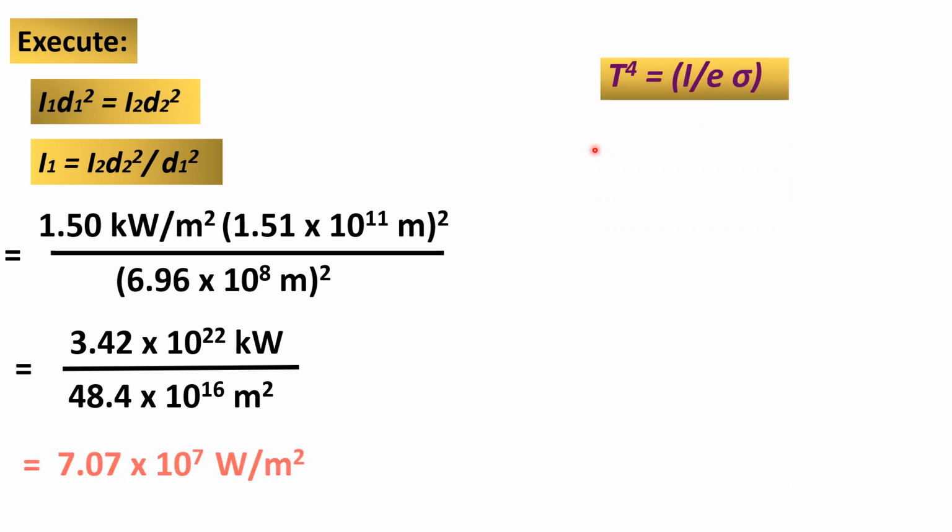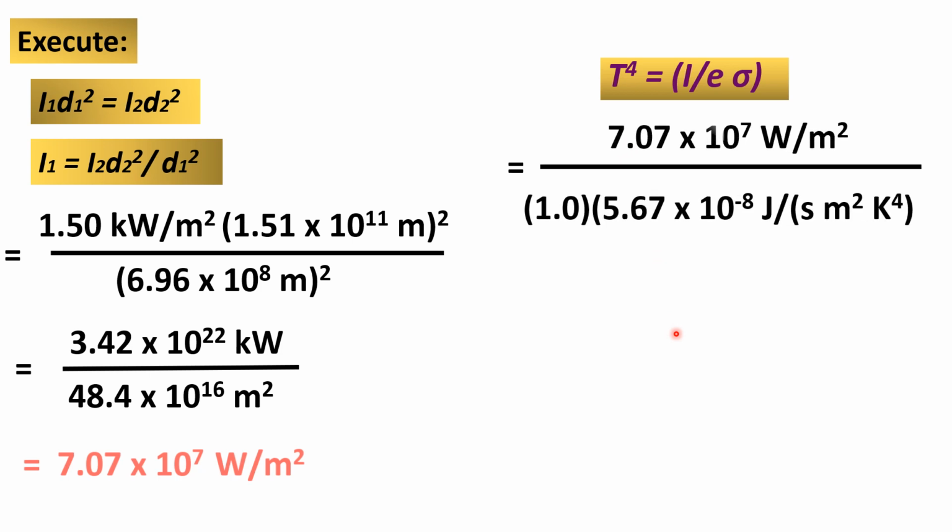For letter B, to determine the temperature of the sun's surface, our formula is simply this: T to the fourth is equal to intensity divided by emissivity multiplied by sigma. We will be extracting the fourth root towards the end of our computation. So we first substitute the value of the intensity that we earlier obtained, 7.07 raised to the 7 watt per meter squared, divided by the emissivity of the sun, which is assumed to be equal to 1.0, and the Stefan-Boltzmann constant, 5.67 raised to the negative 8 joules per second meter squared Kelvin to the fourth.